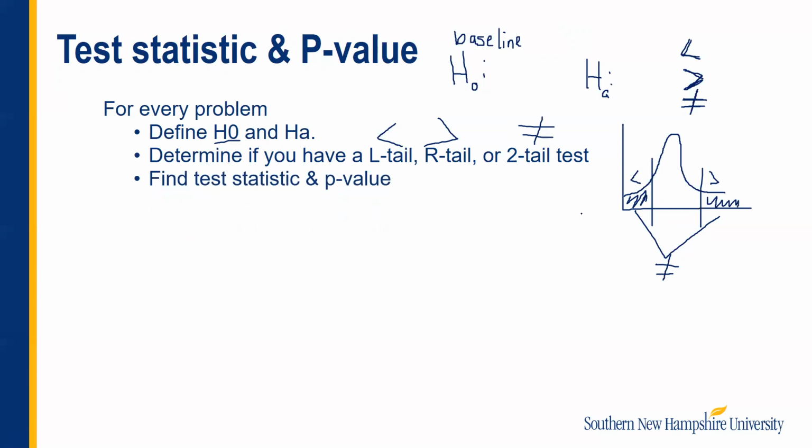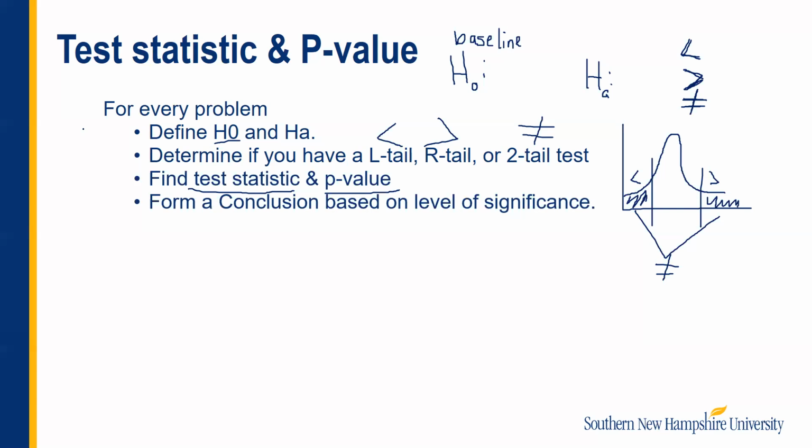So for every problem, you first define your null and your alternate, then you look at your alternate and say, which symbol did I use? Because that's going to tell you left, right, or two-tail. And then we calculate with the test statistic and the p-value.